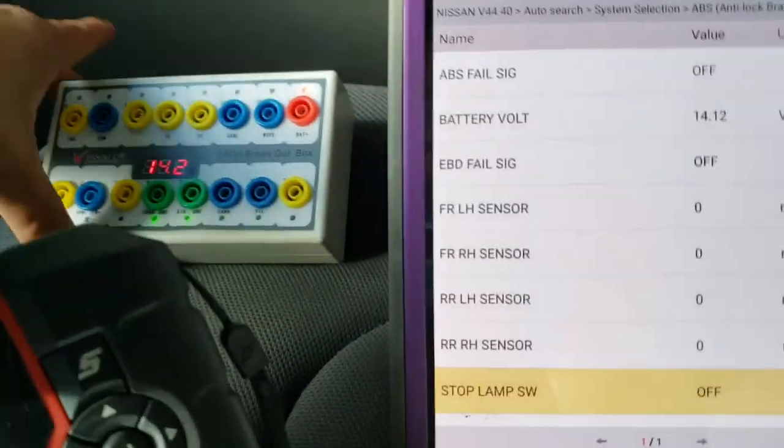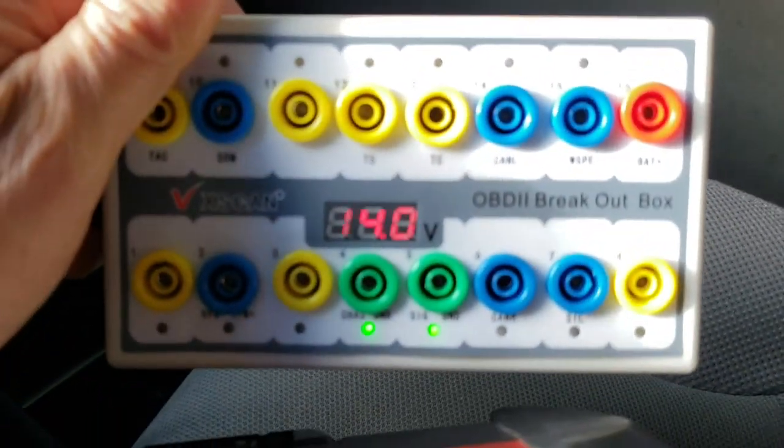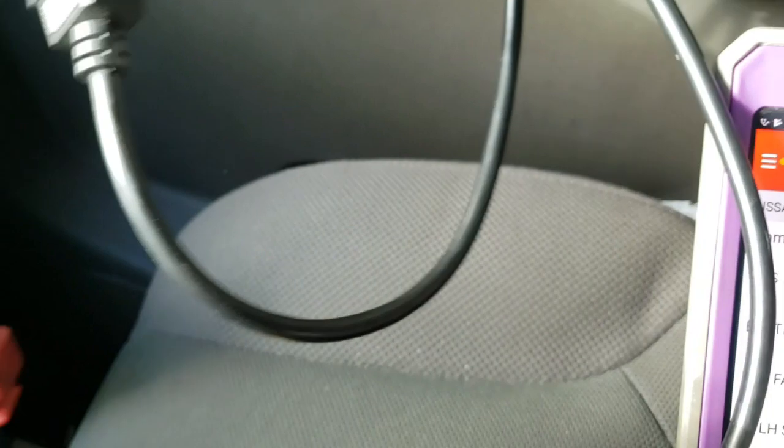Right here, I got a breaker box here because I wanted to monitor the voltage too. The reason is because if the alternator is overcharging, that will cause that kind of stuff. And right here, I have the two scanners connected at the same time with an OBD2 splitter right here. So that's why I have the two scanners here.